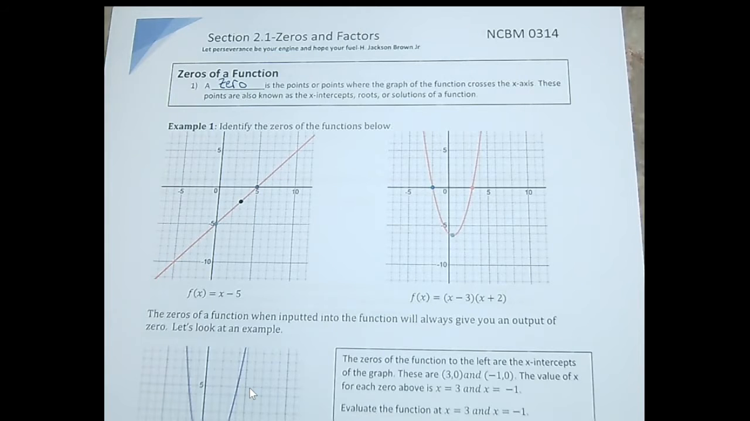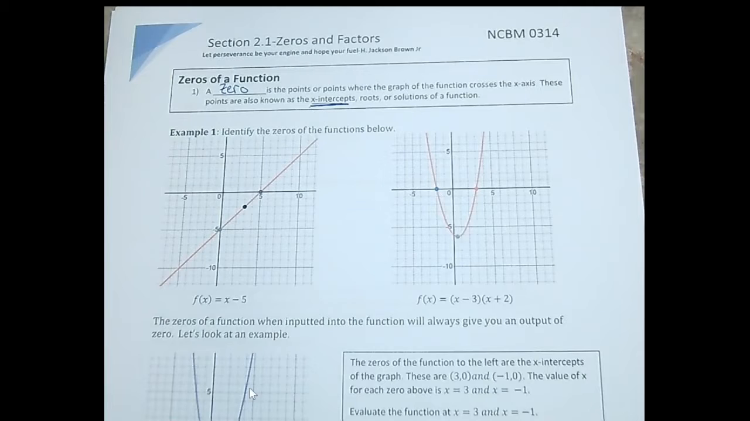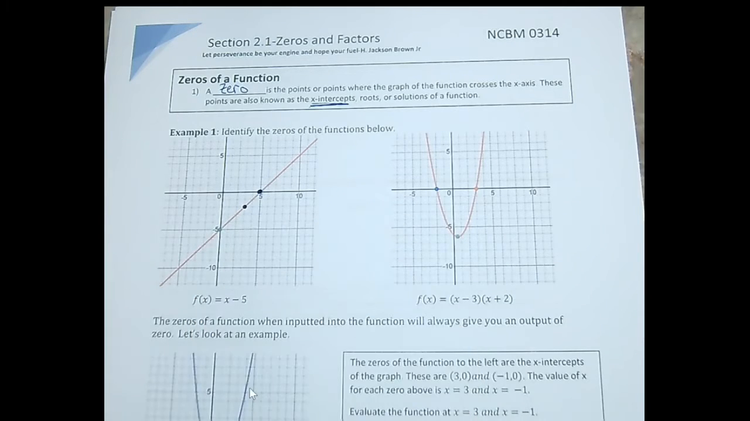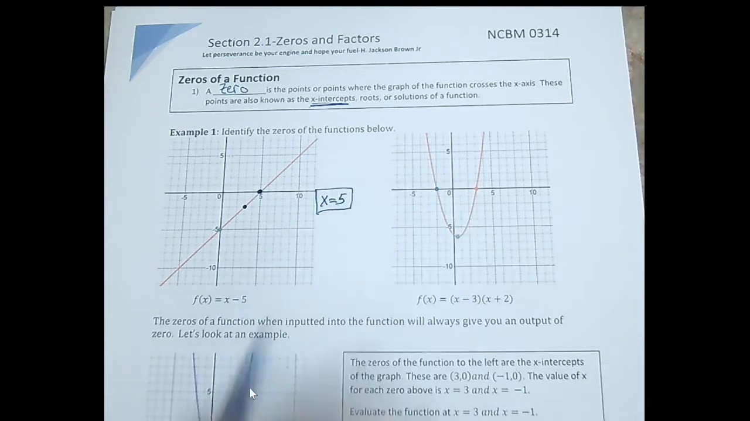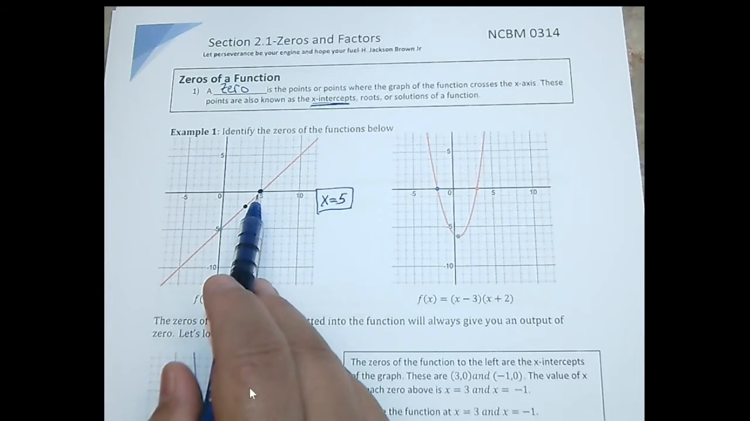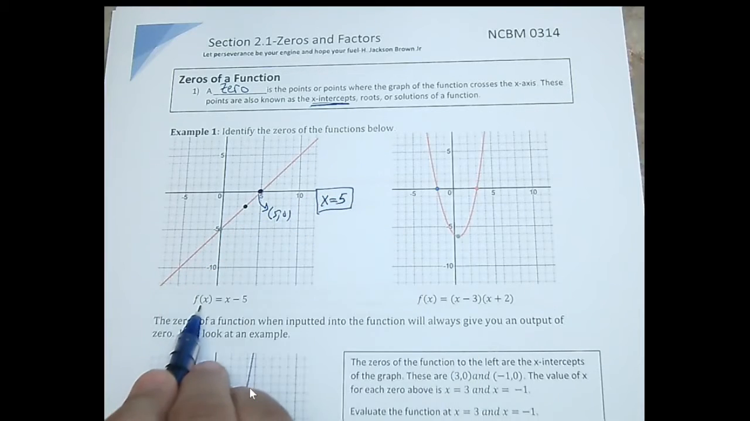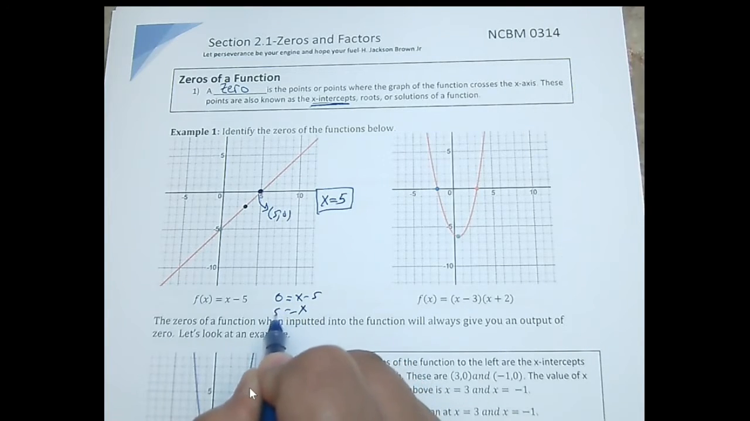So one of the key points here is that a zero is also called an x-intercept. Recall that these are the points where the graph crosses the x-axis. So in this case, at x equals 5, we would have a zero. And notice, this point here is (5, 0). If I put 0 for y and solve for x, then you would see that x is equal to 5.